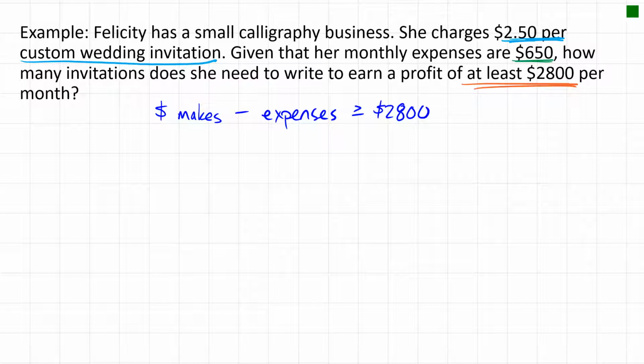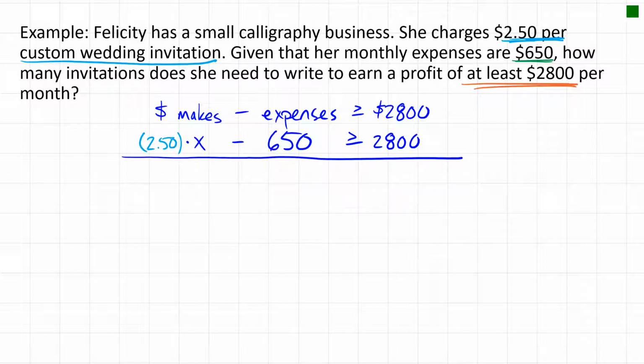So the amount she makes, that's going to depend on how many custom wedding invitations she sells. And she sells them at $2.50 each. So $2.50 times, we will use X to represent the number of invitations that she writes. And she has a fixed monthly expense of $650. And so her profit, or what she makes, subtract the expenses, has to be greater than or equal to 2,800. So here's our equation, which we will now go about solving. So that's our starting equation. Now we're going to go about solving this.